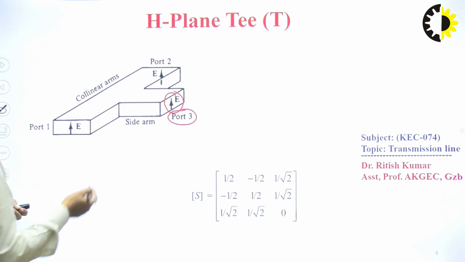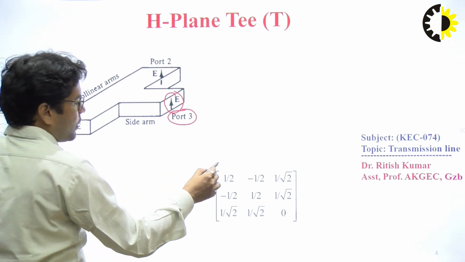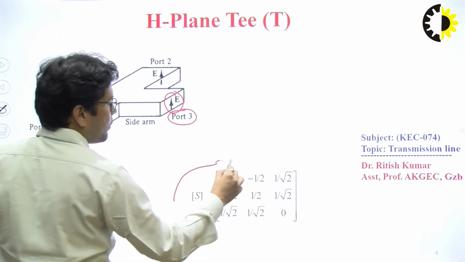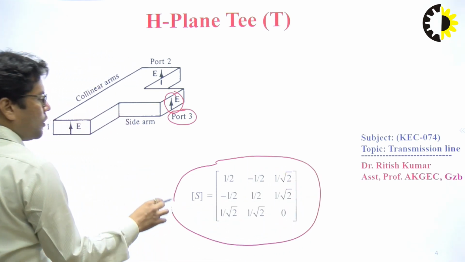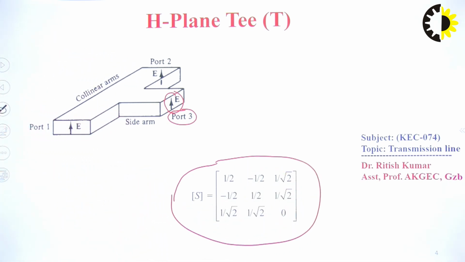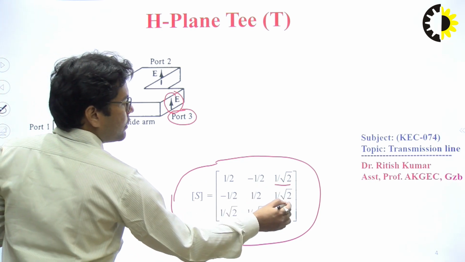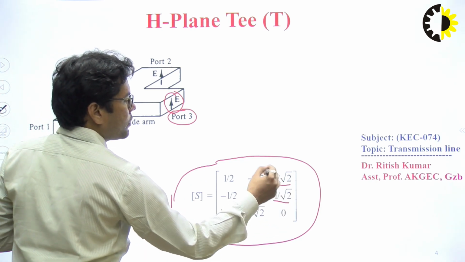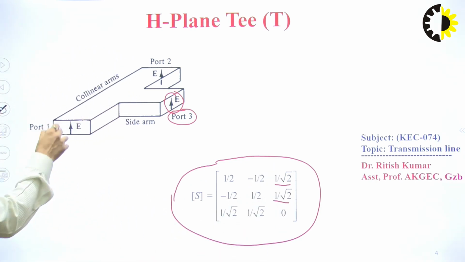So this is the complementary nature of the E-plane T, and if we derive the scattering parameters, we will have the scattering parameters of the H-plane T. Here we can clearly see that the minus sign does not come into the picture because both the fields are in the same phase.